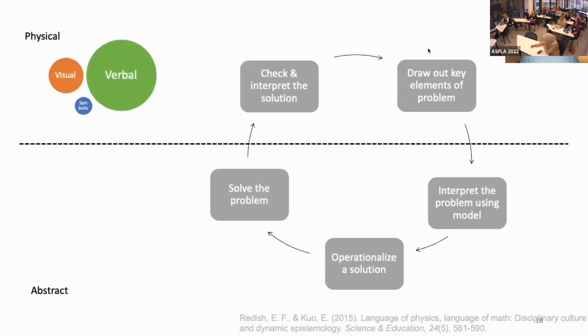So for the physical and concrete stages, people would certainly use symbolic equations less and use verbal and visual parts more. But for the abstract and mathematical structure parts, for sure, the symbolic mode will be used more, and the verbal and visual modes will be used less.